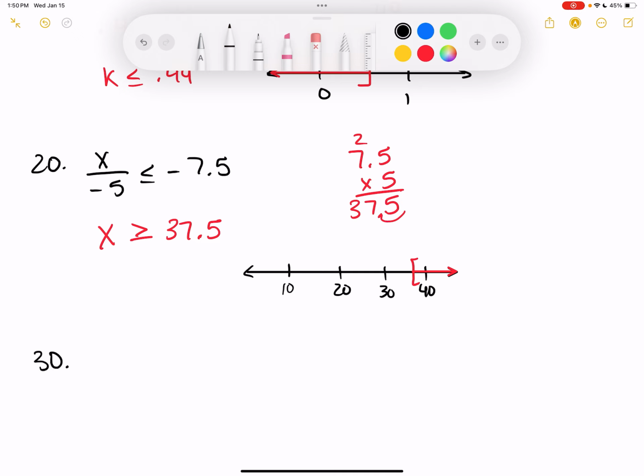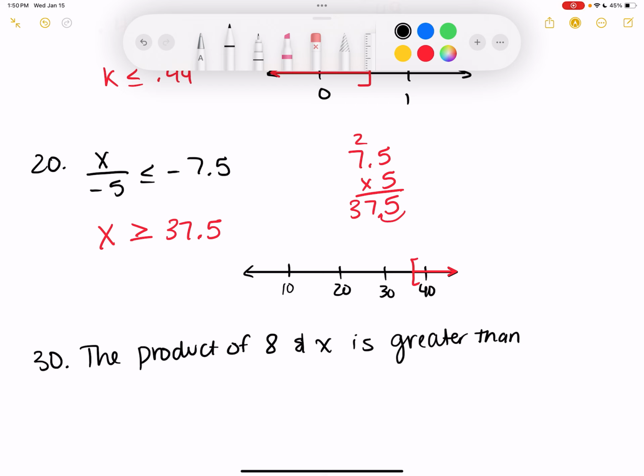The product of 8 and x is greater than 50. 8 times x. Oh, we don't need you to talk, John.